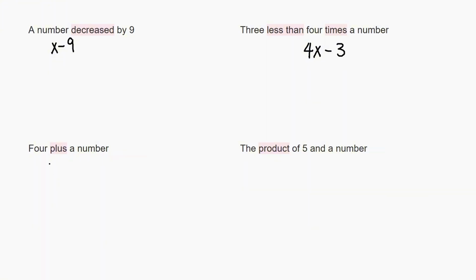For this one, we have 4 plus a number. So we have x plus 4. And for this one, we have the product of 5 and a number. So we do 5 times x.